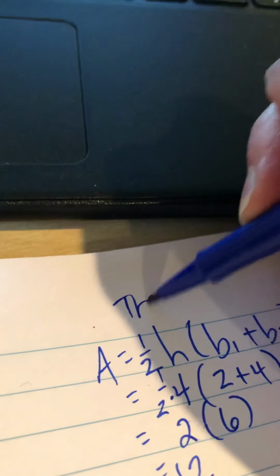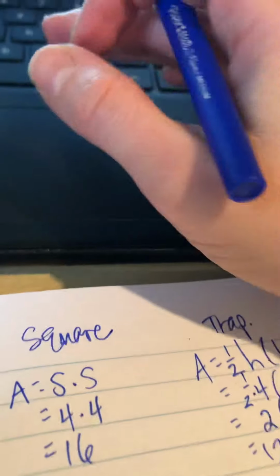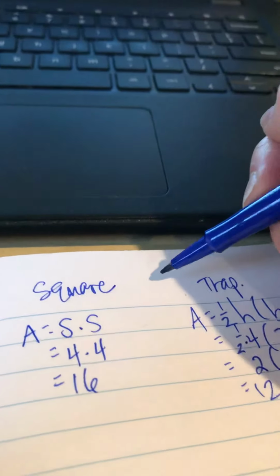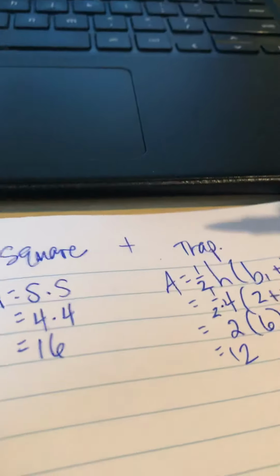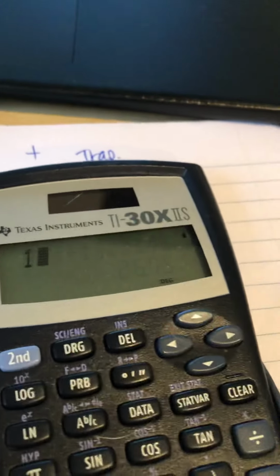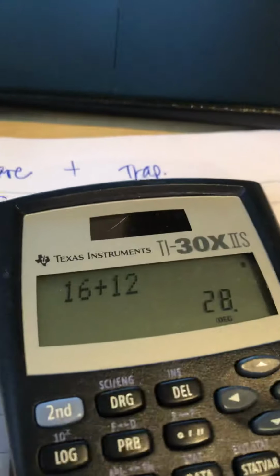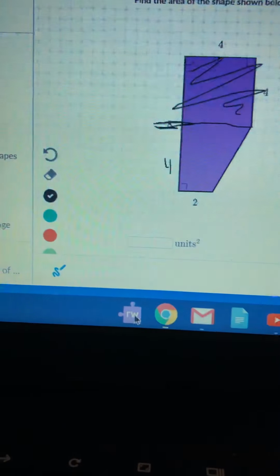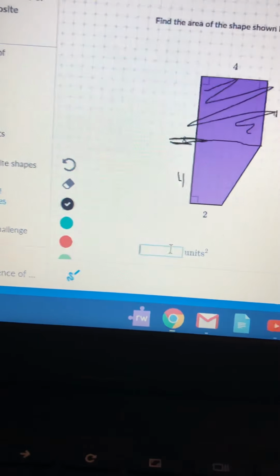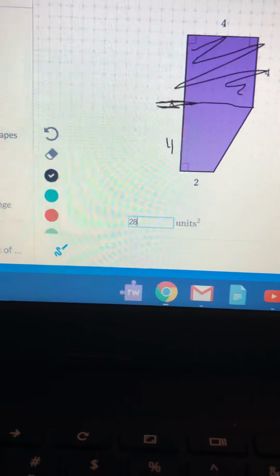So this little trapezoid, here's my trapezoid shape. I call it a trap. This is my square shape. I'm getting kind of messy, it's been a long day. I need to add those together. So 16 plus 12. Let's double check. 16 plus 12. I get 28. So my overall area of this composite shape, 28 units squared.